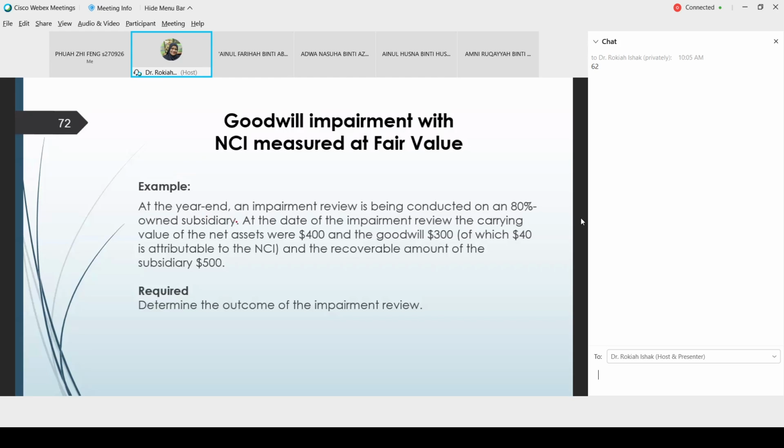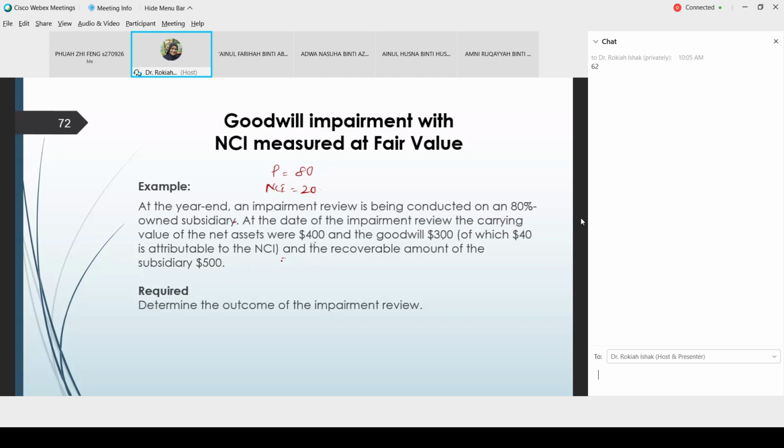Okay, at the year end, the impairment review has been conducted on an 80% owned subsidiary. So the parent has 80%, NCI has the other 20%. At the date of the impairment review, the carrying value of the net assets was 400 and then goodwill 300, of which 40 is attributable to the NCI. The recoverable amount here is 500.